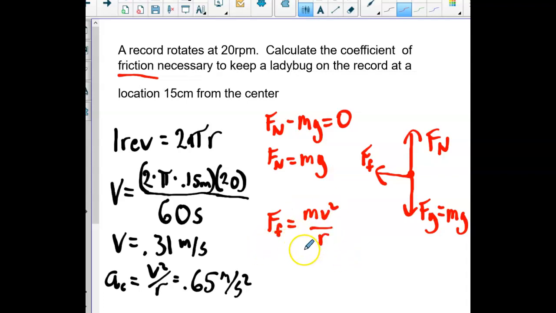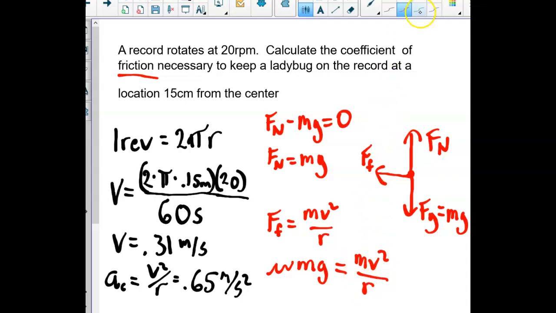In this case, I would say, well, my frictional force is mu times the normal force, which I actually know is mass times acceleration due to gravity, and I can set that equal to my mv squared over r.